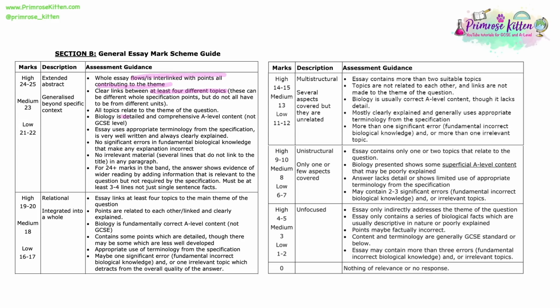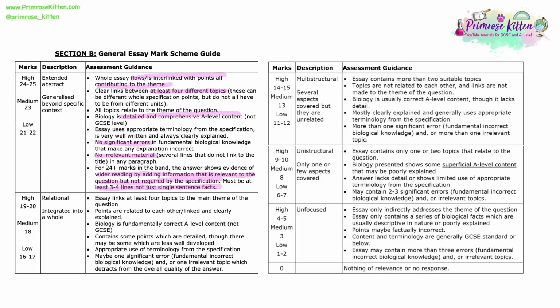If we're aiming for this high bracket, so the section where we're going to try and get over 20 marks, then we need to have an essay that flows and is interlinked with points that all contribute to the theme of the question. There need to be clear links between at least 4 topics, which is a minimum. The biology needs to be detailed and comprehensive A-level content beyond GCSE level. There needs to be no significant errors in that biological content and no irrelevant material that does not link to the question.